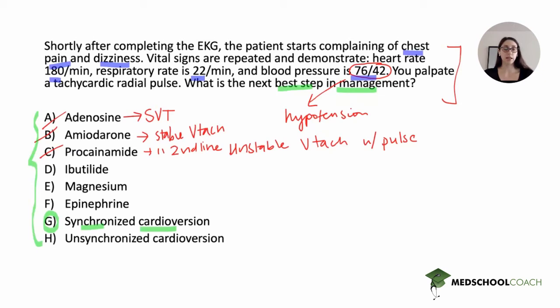Ibutilide. So here's another antiarrhythmic. This is typically used in AFib to cardiovert someone pharmacologically out of AFib, but it doesn't play a role in VTAC. Magnesium. So magnesium is what's used for torsade de pointes. This is a polymorphic VTAC, but it's not used in the setting of monomorphic VTAC. So this is for torsade.